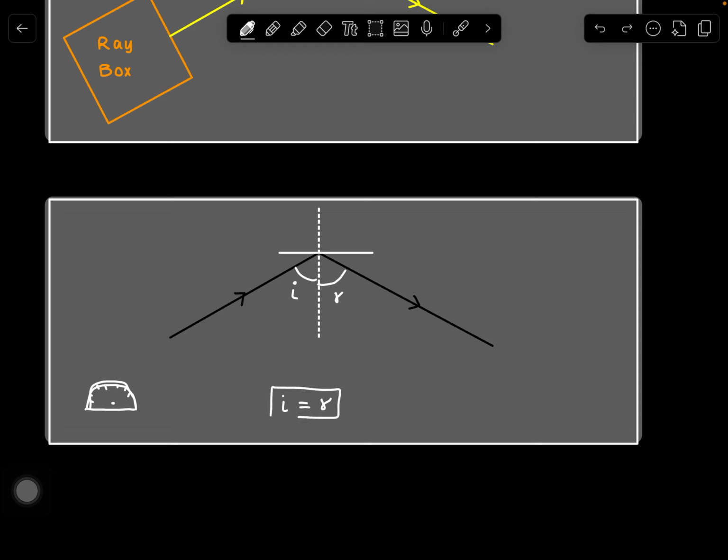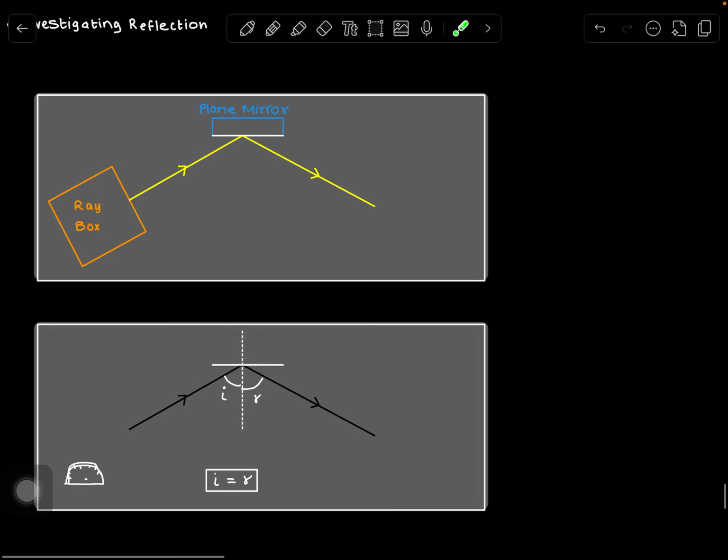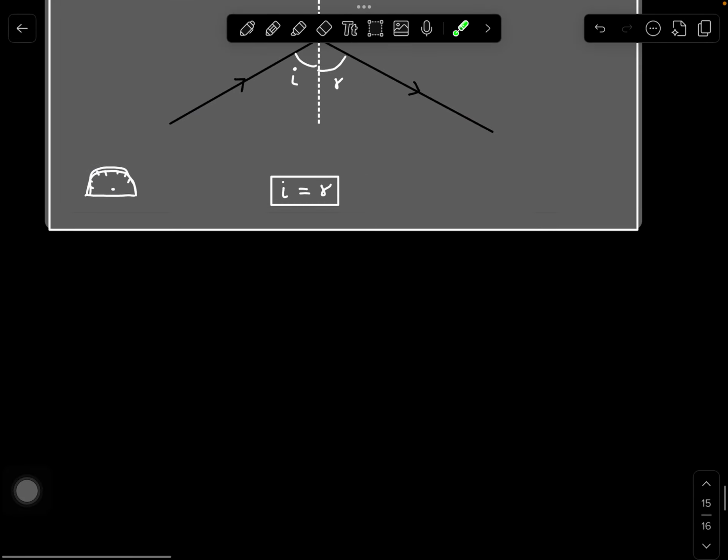And this confirms that reflection has taken place. Okay, so you have demonstrated experimentally कि आपके इस phenomena में reflection हुई है क्योंकि आपका angle of incidence equal है angle of reflection के. Alright, so this was the experiment like conceptually. Now I'm gonna write down the points. अगर आपने paper में लिखना हो तो आप क्या लिखेंगे?